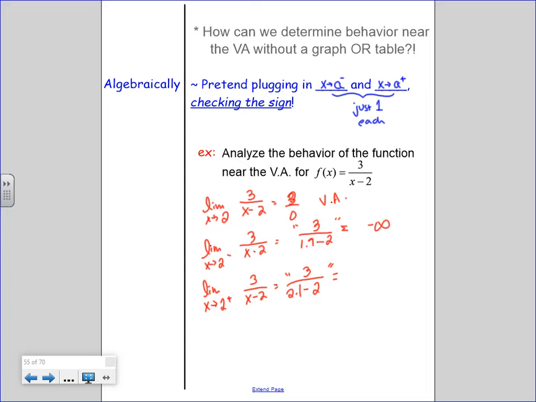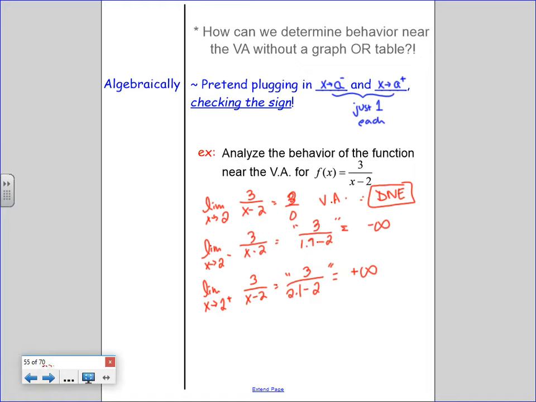But the bottom one, 2.1 minus 2, what's that going to be? Positive. Guess where that one's going? And then we can look at this and say, hey, it's a vertical asymptote. True, but what's my overall limit? They don't agree because it does not exist. Did I find any numbers? Nope, I don't care. I was only checking the sign.